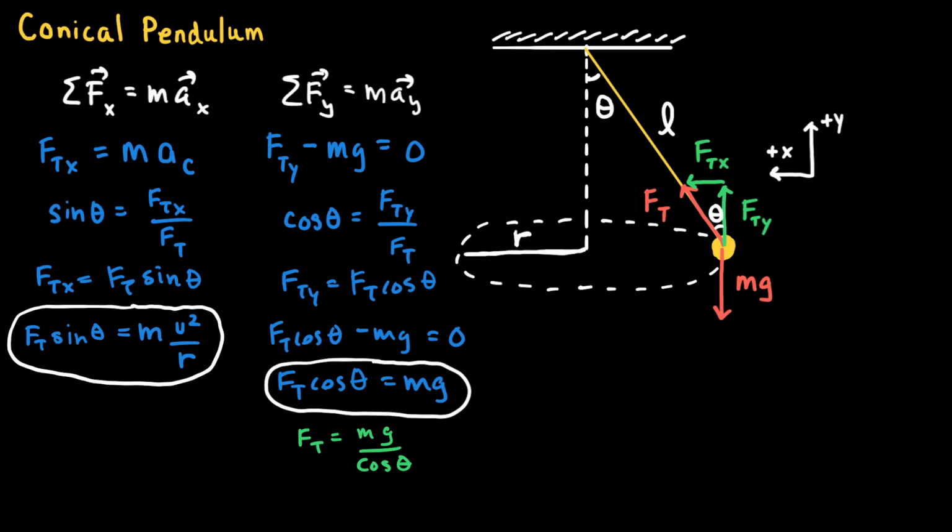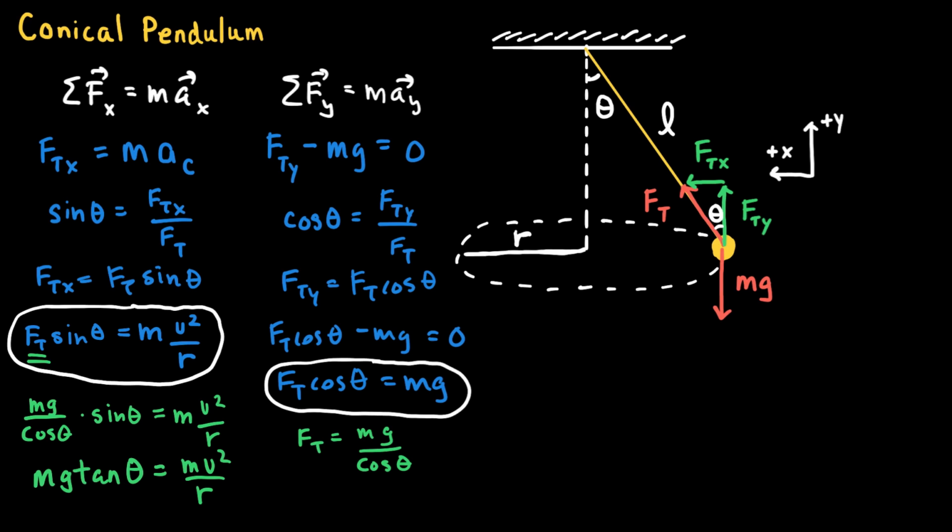If I plug that expression in here, in the equation on the left, I will get mg divided by cosine theta times sine theta is mv squared over r. And of course, then we can see on the left that we have sine theta divided by cosine theta, which would be equal to tan theta. And so on the left-hand side, we have mg tan theta, and the right side mv squared over r.